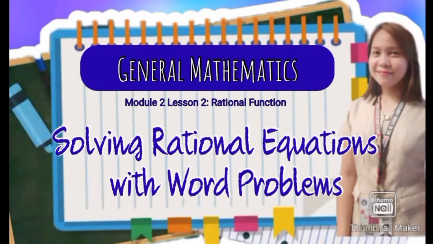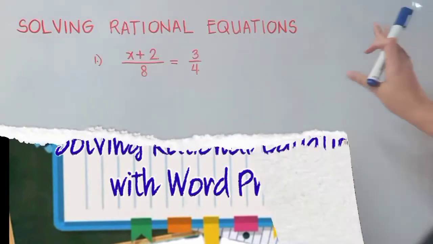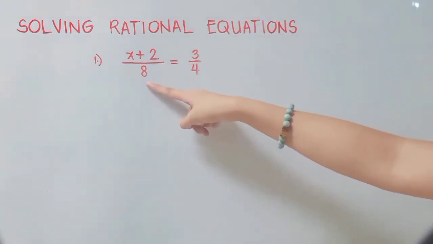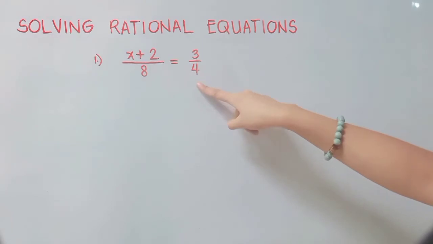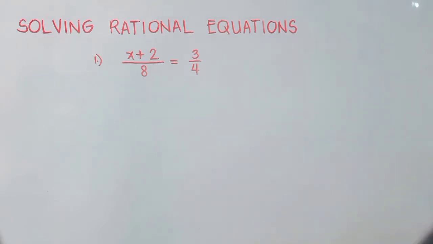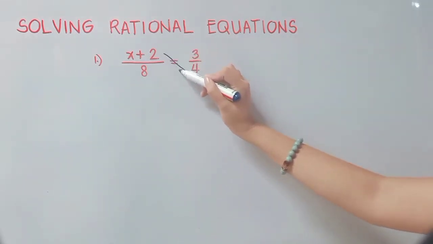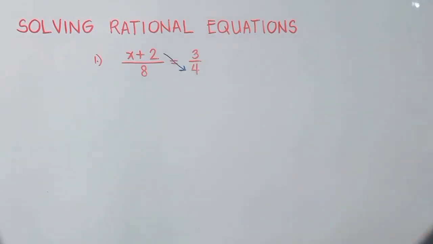In this video, you will learn how to solve rational equations and word problems involving it. We have here x plus 2 all over 8 is equal to 3/4. In this given, we won't be having any restrictions with the answers since our denominators are all constants. Now, since both sides are one rational expression, we can cross multiply.